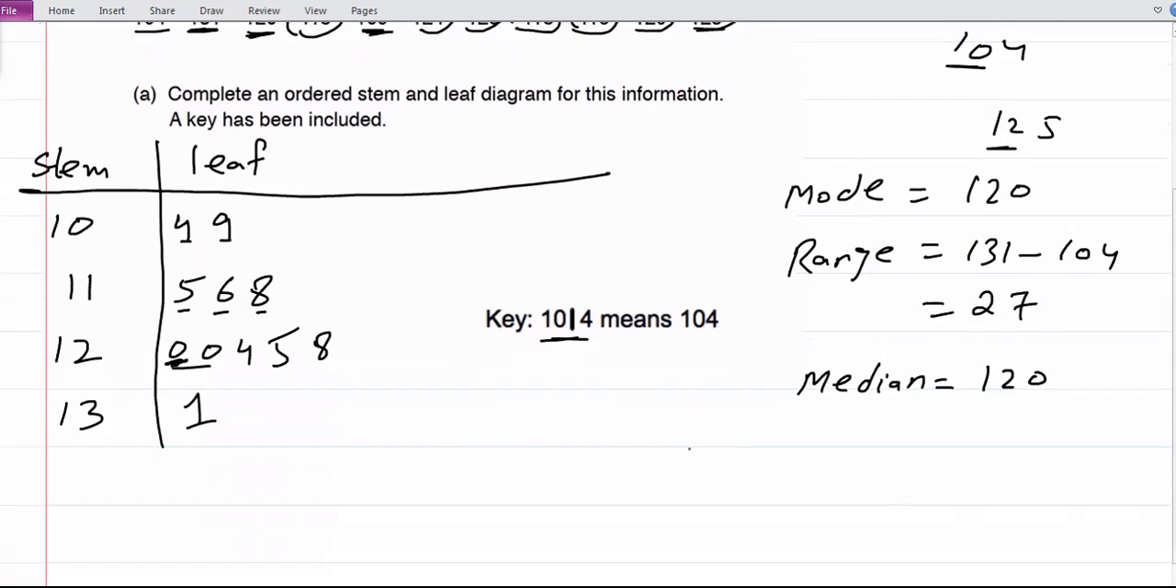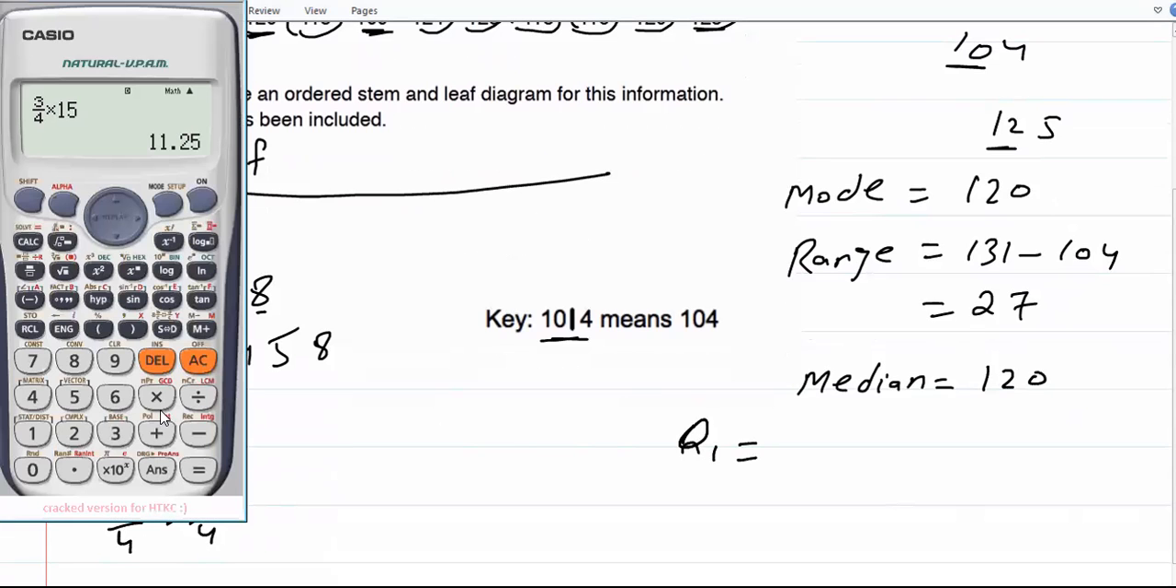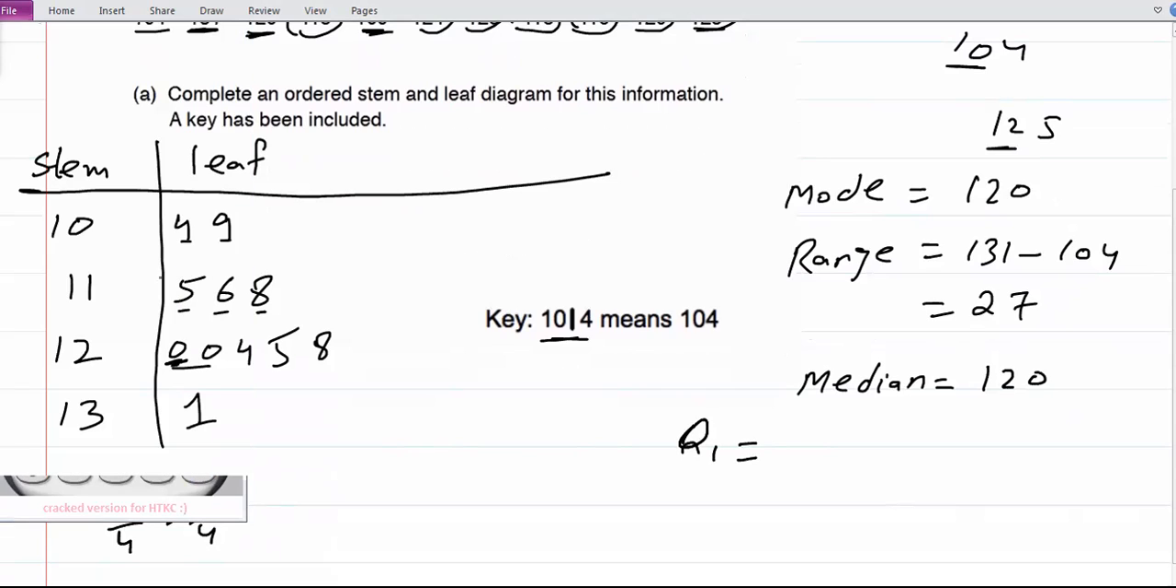Then what will be the Q1, lower quartile? Q1 is always n over 4. N is 11. 11 over 4, 11 divided by 4. That will be 2.75. It's a decimal number, so move to the next, the third value. 1, 2, 3. So 115 is the Q1.